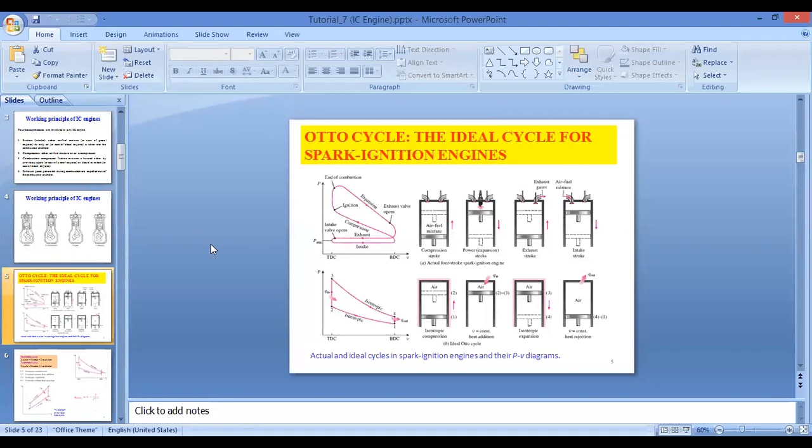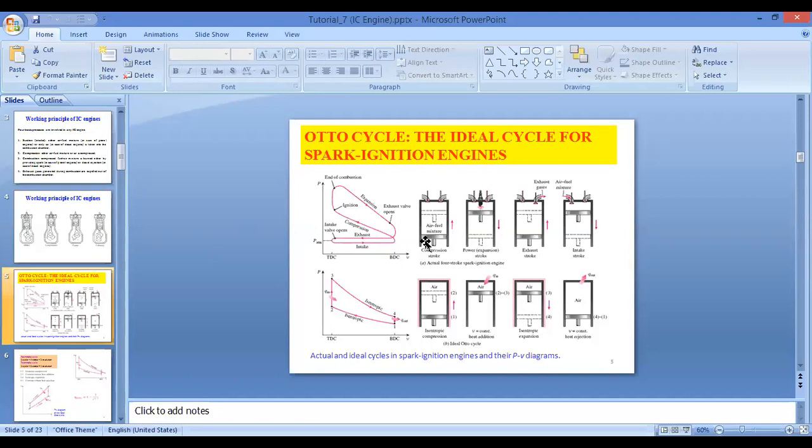Now we will discuss in short about the Otto cycle. It is an ideal cycle which is used for the petrol engines, also called spark ignition engines. Okay, so in this case, we assume that the air fuel mixture is already present inside the cylinder. As it is an ideal cycle, this is the start of the first process.